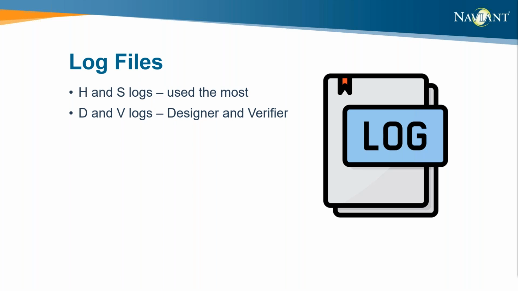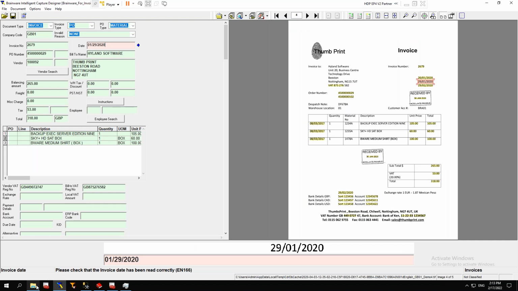With the D and V logs, those are for designer and verifier. Those are more specific to issues that they might be having within their respective applications. But let's dive in and take a look to see where those are.